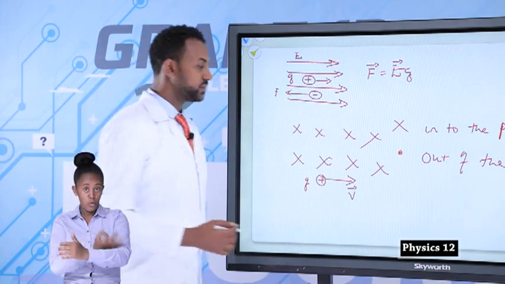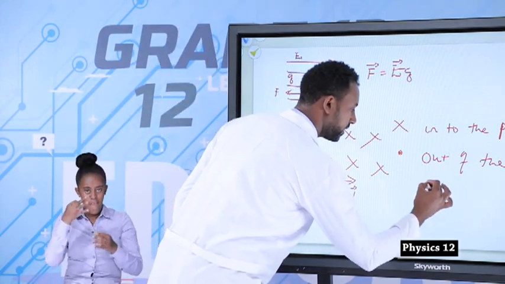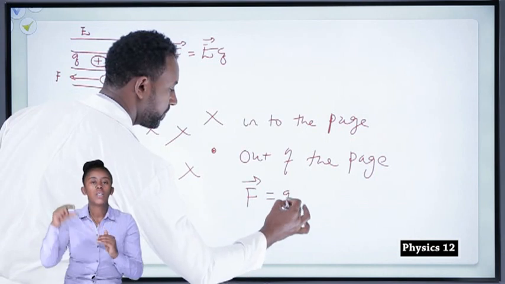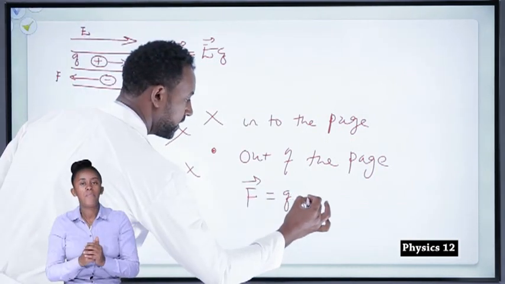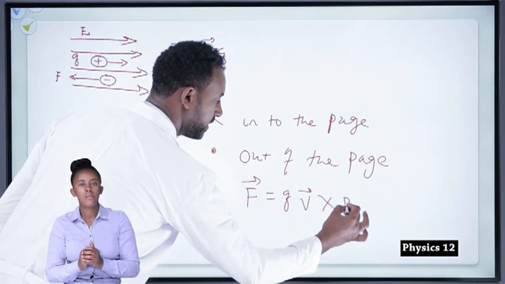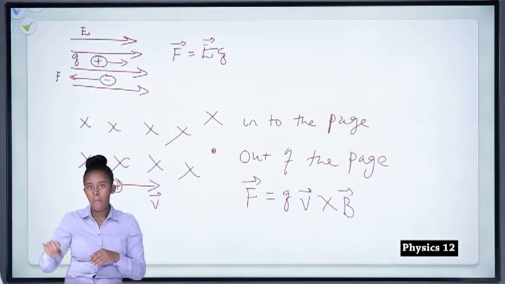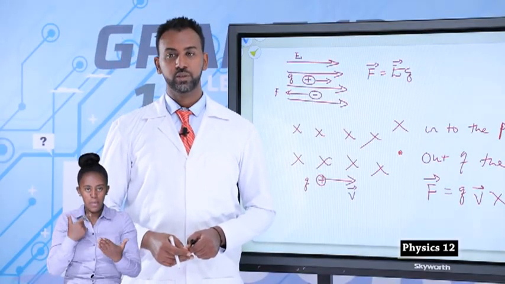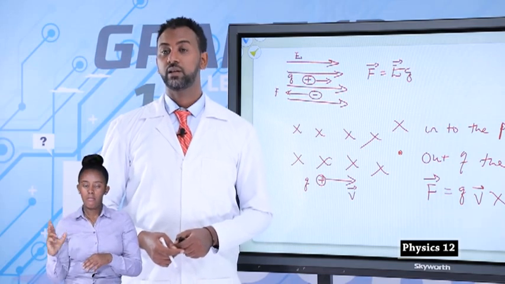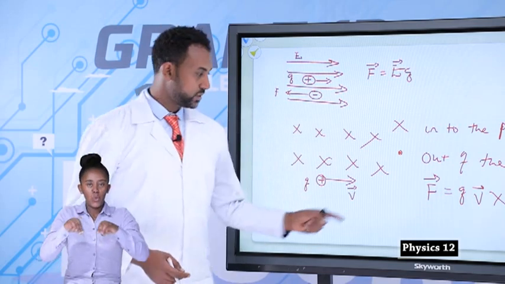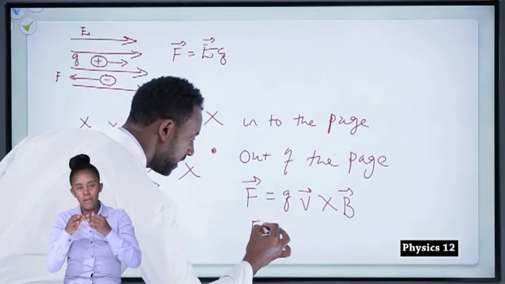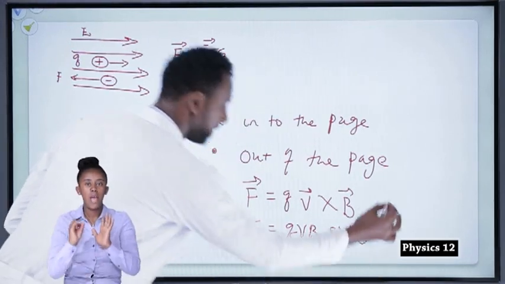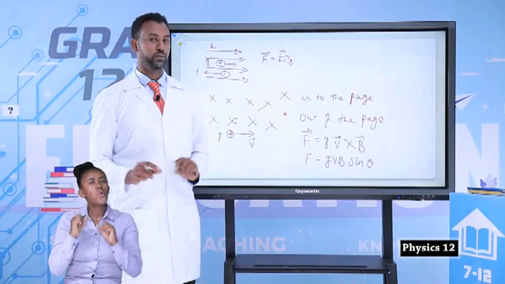Well, the force, vectorially represented, is F equals Q, the charge, times the velocity V cross magnetic field B. This was what we have seen previously. So today, let's try to determine this magnetic force using the right-hand rule. It's possible to determine its magnitude using F equals Q V B sine theta.